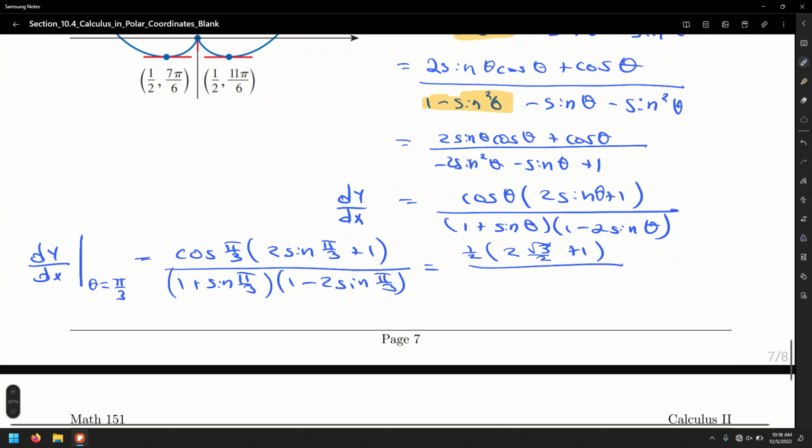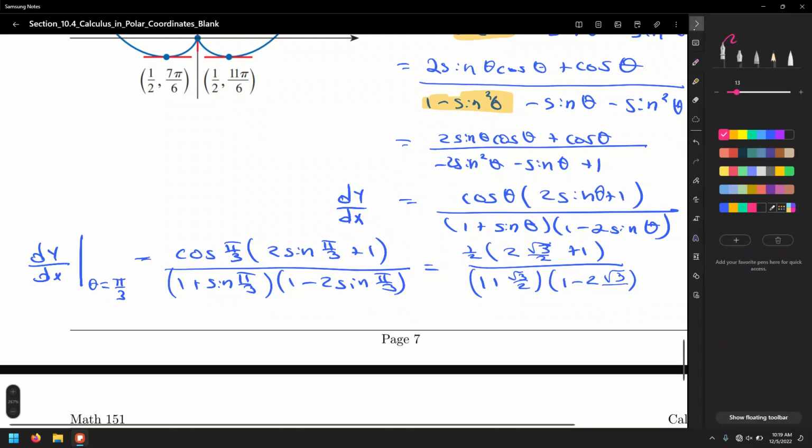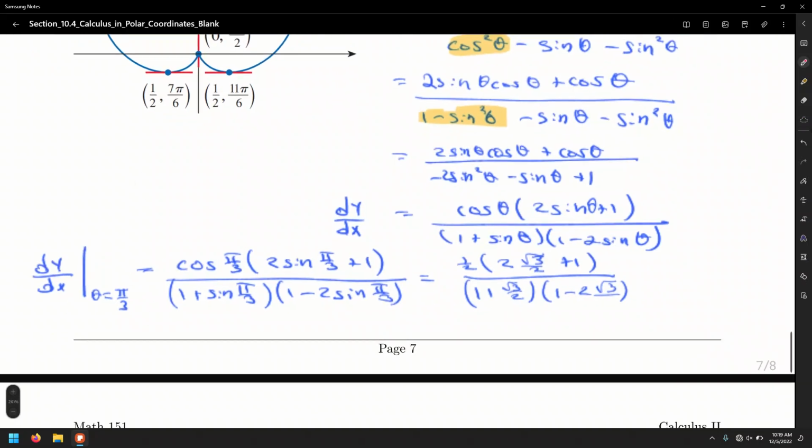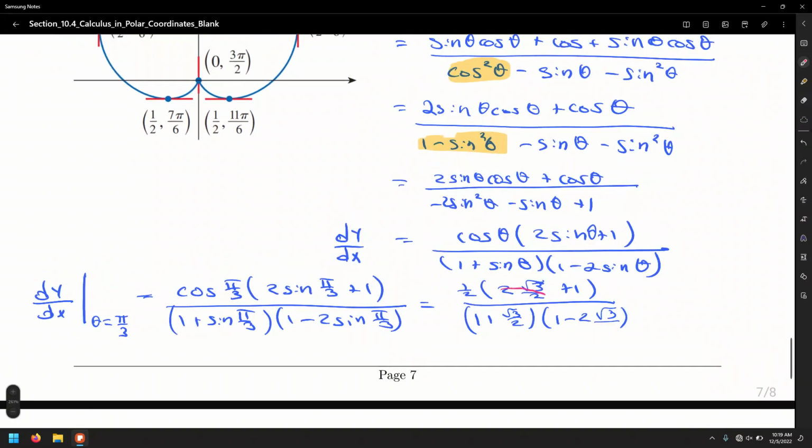Plus 1 over 1 plus sine pi over 3, and sine pi over 3 is again root of 3 over 2, and 1 minus 2 times sine pi over 3, that's 1 minus root of 3. So let's simplify this madness right here. Because we want an exact answer in this case, these 2's right here cancel, and these other 2's cancel.